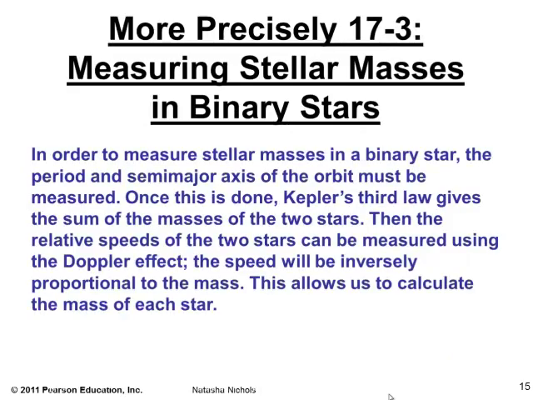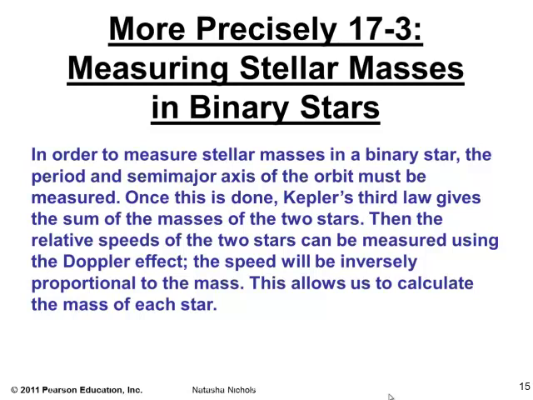In your textbook, in section 17.3, it goes through it and helps you out on how to measure stellar masses in binary stars. So here's a little summary of how you would approach this. You start by measuring the period and semi-major axis of the orbit in a binary star. Once this is done, you use Kepler's third law to get out the total mass of the stars, so mass 1 plus mass 2, the total mass of the binary system.